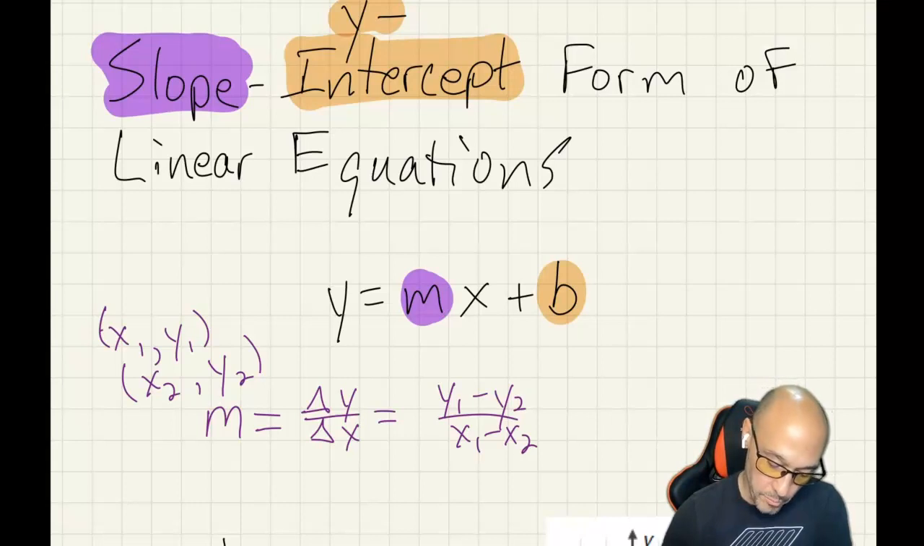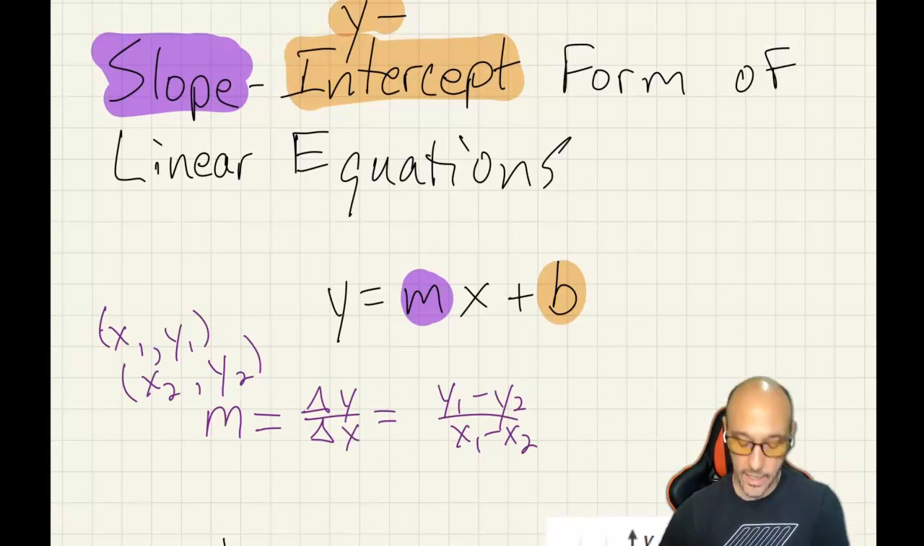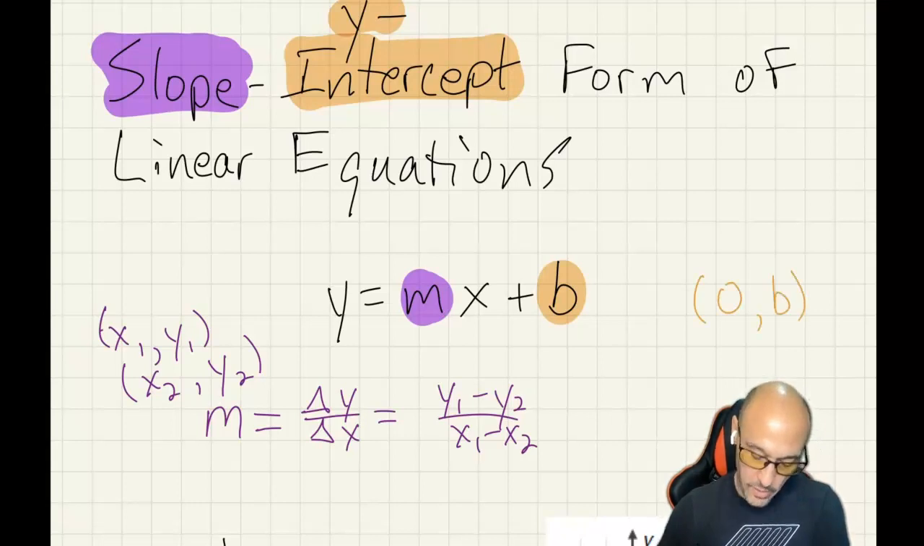And the b value, the y-intercept, is going to be a point, (0, b). So that's going to be on the y-axis. It's going to be where the line crosses the y-axis.